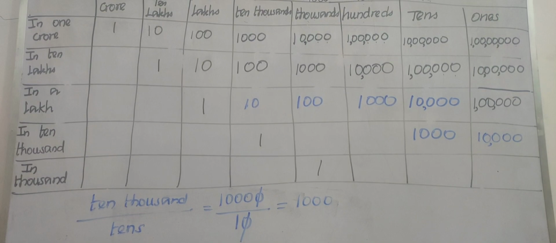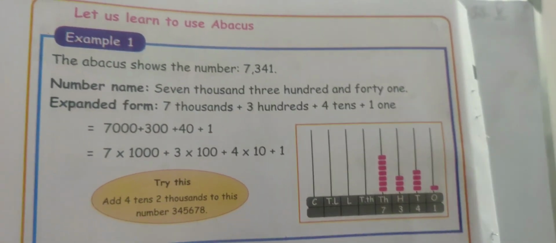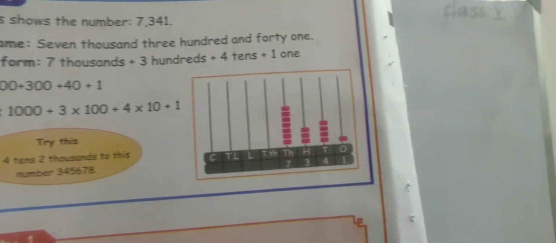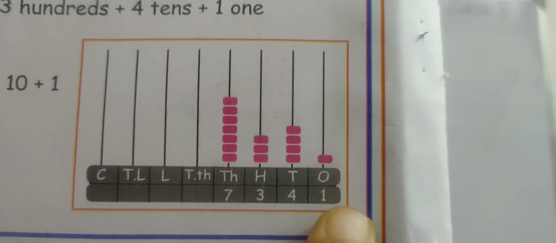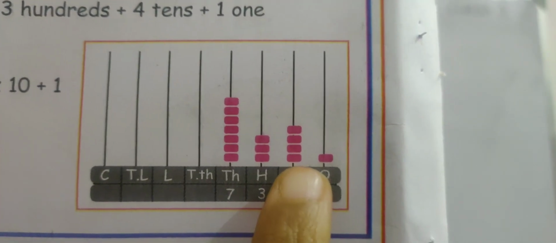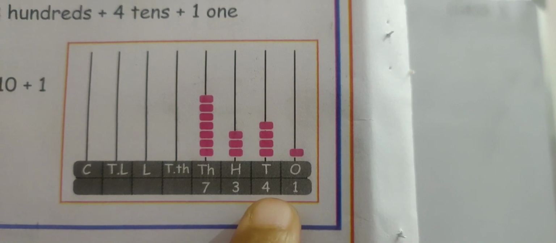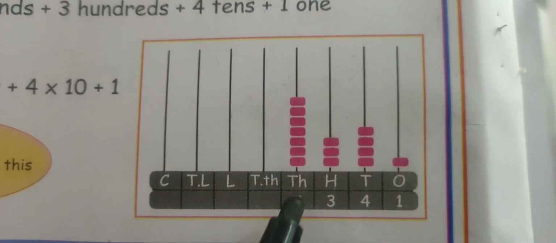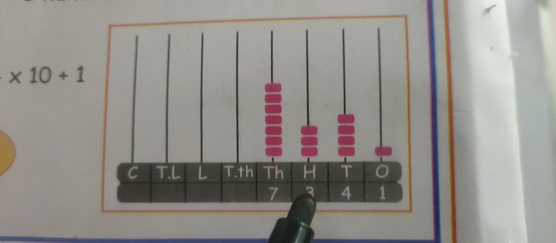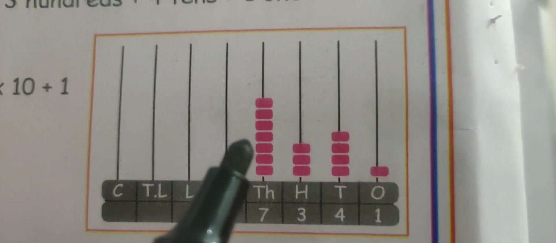Take your classwork notebook. So children, take your book, page number 26. Can you see example 1? So, see the abacus. You can see, right? So just count. In ones place we are having only 1. And then in tens place we are having 1, 2, 3, 4. So 4. And then in hundreds place we are having 1, 2, 3. So 3. And in thousands place 1, 2, 3, 4, 5, 6, 7. So that's what the abacus is showing us.